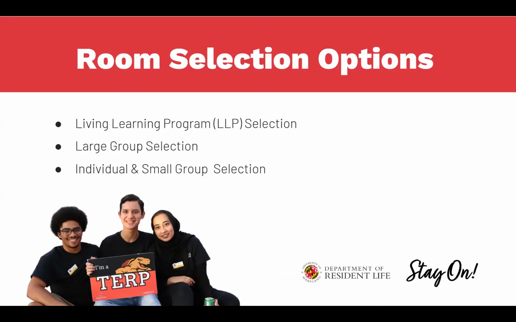Students who are in groups of 4, 5, and 6 will be able to participate in the large group selection, meaning that they'll be selecting amongst buildings that can hold units that can hold that group size. So if you're in a group of 4, you will find a room that only holds 4 students. And then we have our individual and small group selection, which are for students who are in the smaller groups, 2 and 3, or selecting as an individual. And you have the same options as well, but you'll be sharing potentially with another student. Next slide.